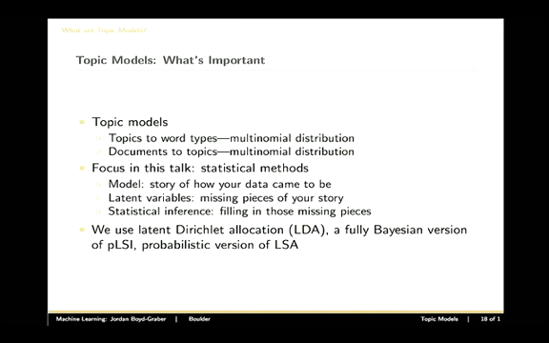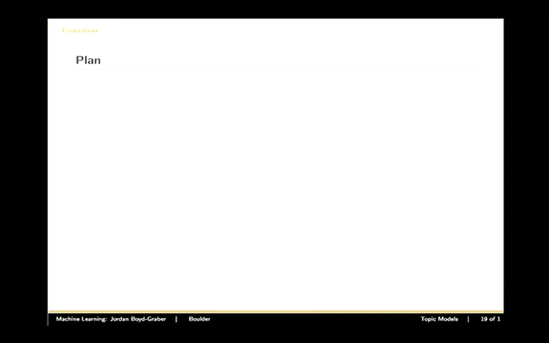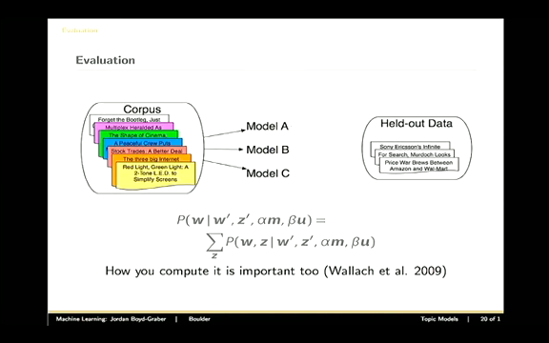Okay, so just to recap what we've talked about so far, topic models have two components: association of words to topics and documents to topics. And we need to figure out how to use statistical inference to fill in the missing pieces of this story. So questions thus far? No. Okay, all right.